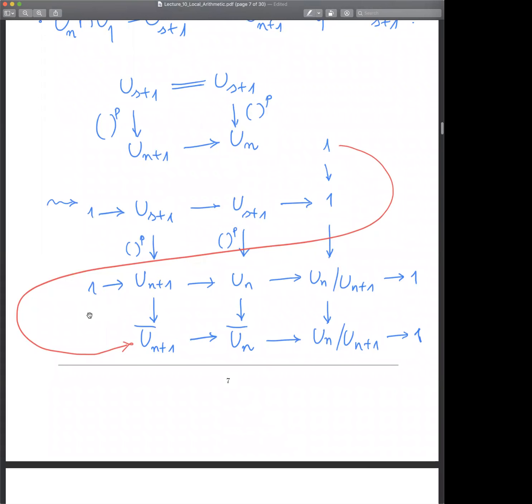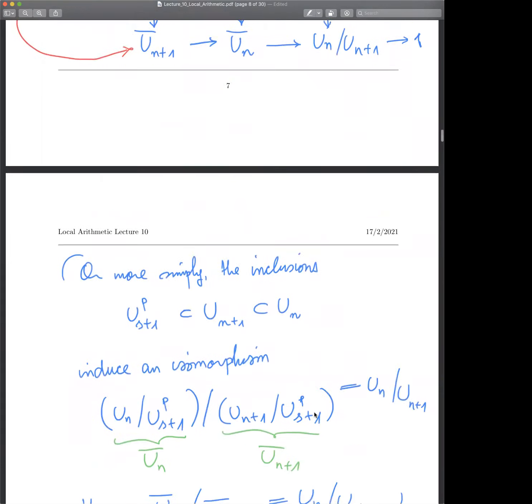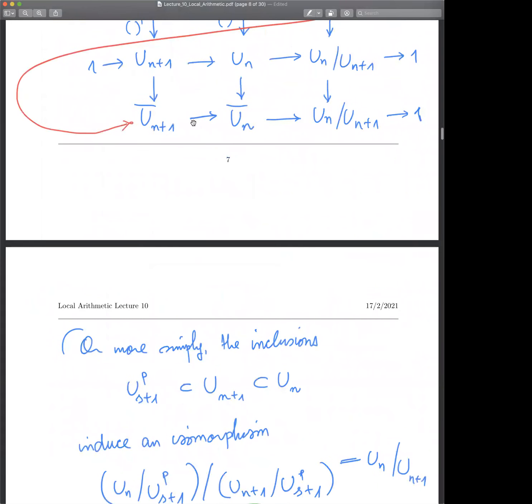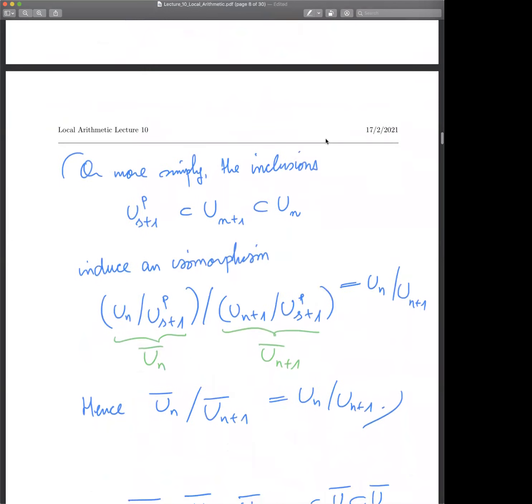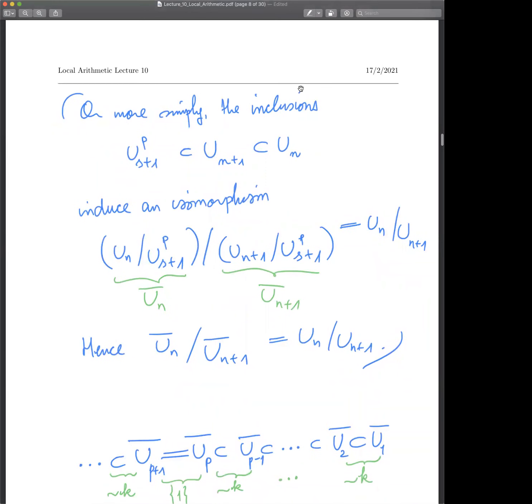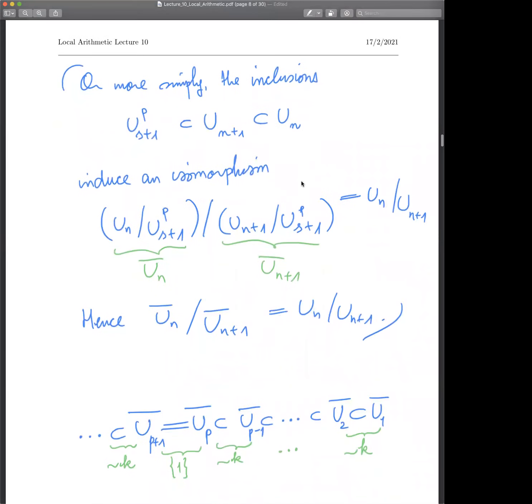So in any case, what this tells you is that 1 going to U_{n+1} bar, going to U_n bar, going to U_n modulo U_{n+1}, going to 1, that's an exact sequence. And that is the same as saying that this modulo this is really U_n modulo U_{n+1}. In fact, here you didn't need to use the snake lemma. There's a simpler proof, which is the following.